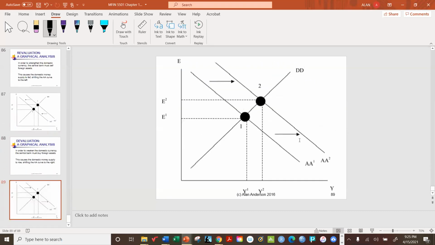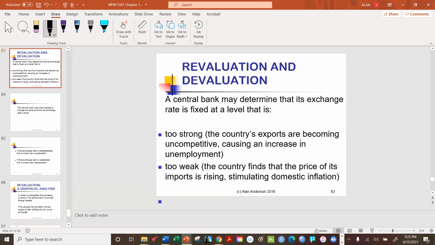All right, and one more thing I just want to mention here. Suppose that the central bank decides that the exchange rate that they've chosen is either too strong or too weak. If the exchange rate we picked is too strong, that means our exports are becoming too expensive to foreigners, and therefore unemployment is rising. If we chose a rate that's too cheap, or too weak rather, then our imports are becoming more expensive, and inflation is becoming a problem.